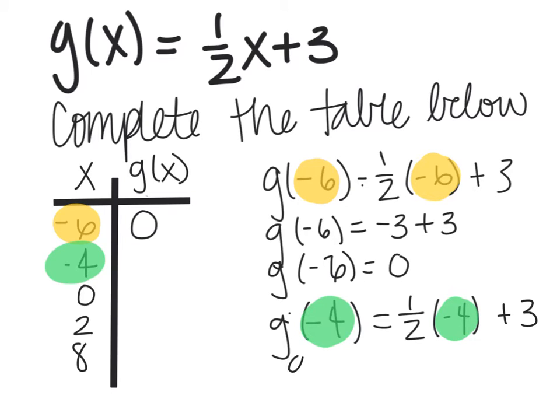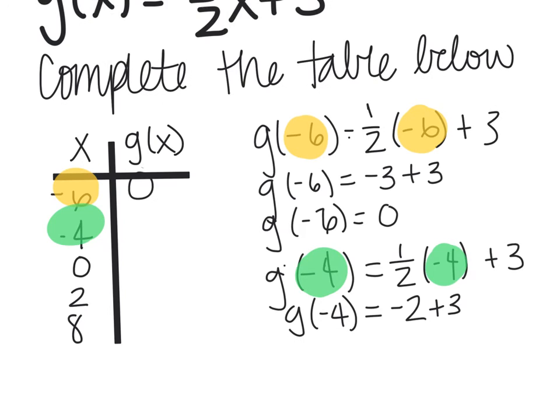So if I work that out, I have g of negative 4 equals 1/2 of negative 4, which is negative 2, plus 3. And negative 2 plus 3 is going to be positive 1. So that's going to go on the right side of my table.